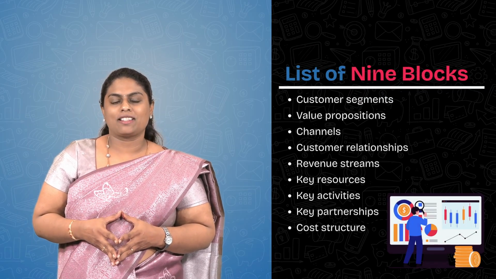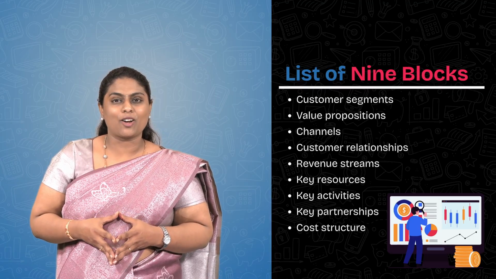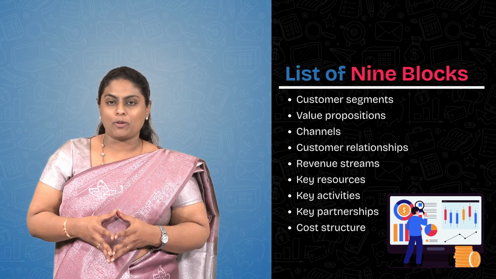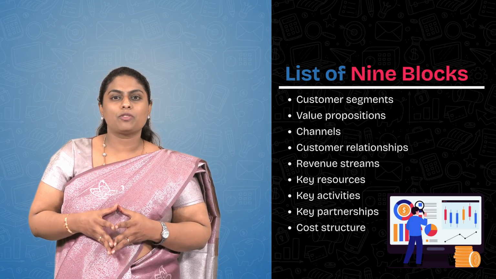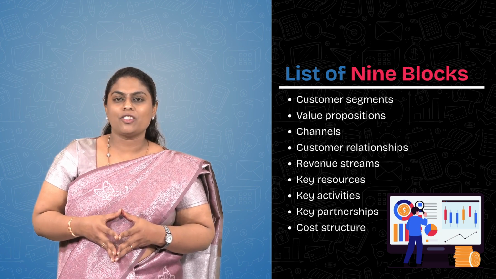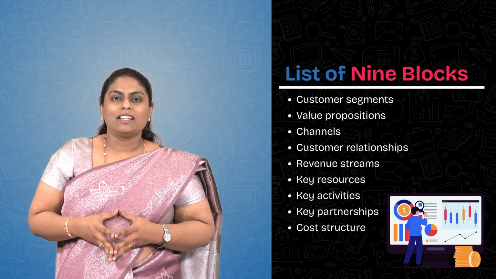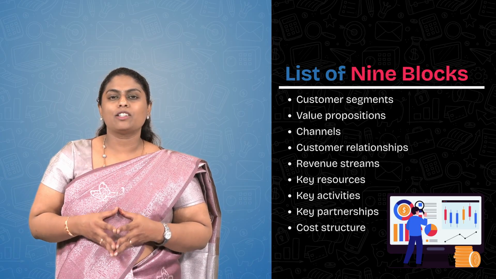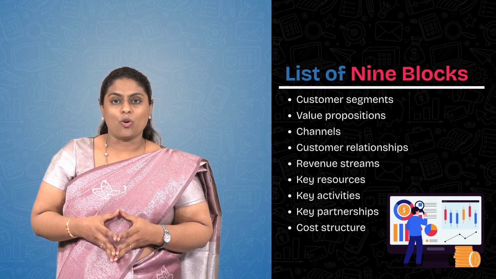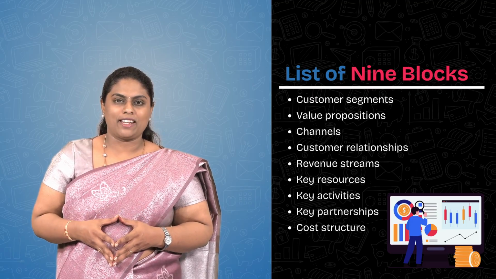The 9 building blocks. The 9 components of the BMC are widely standardized across practice and literature: customer segments, value propositions, channels, customer relationships, revenue streams, key resources, key activities, key partnerships, and cost structure. Each block prompts specific strategic questions that guide founders from idea to execution while making assumptions explicit so they can later be validated through customer discovery and experimentation.